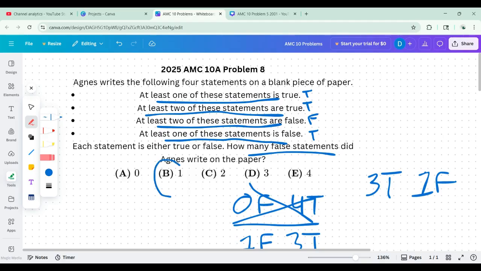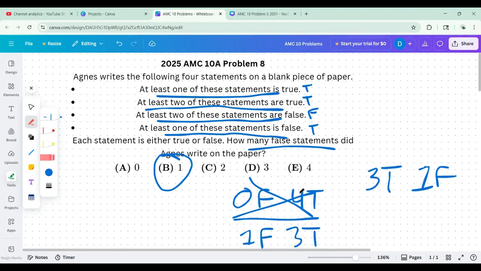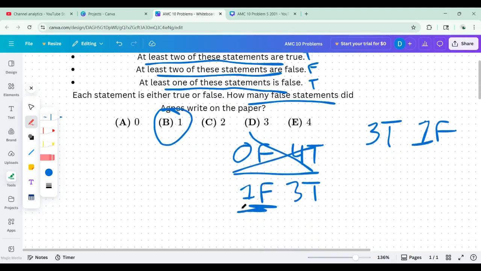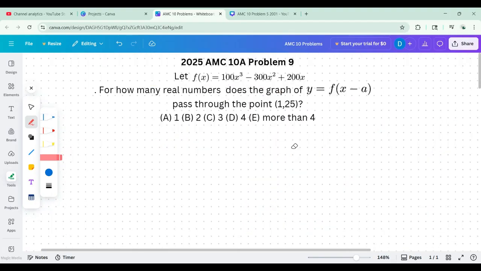That's one. So the answer is B. So in this case, we can just use casework, but we used very smart casework by starting off using common sense and logic for this problem. Now we're going to move on to problem 9.